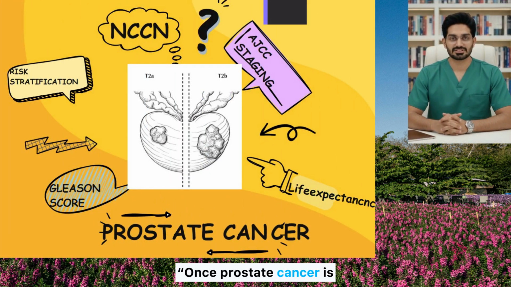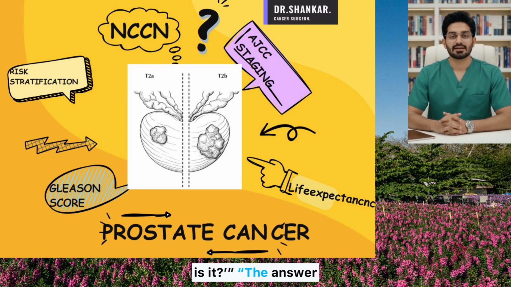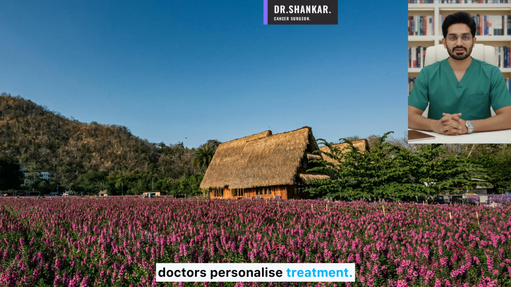Once prostate cancer is diagnosed, the next question every man asks is, Doctor, how serious is it? The answer lies in risk stratification, a scientific way to understand how aggressive the cancer is and what kind of treatment you really need. In this episode, I'll explain the Gleason score, NCCN risk groups, the AJCC 8th edition staging, and how life expectancy helps doctors personalize treatment.